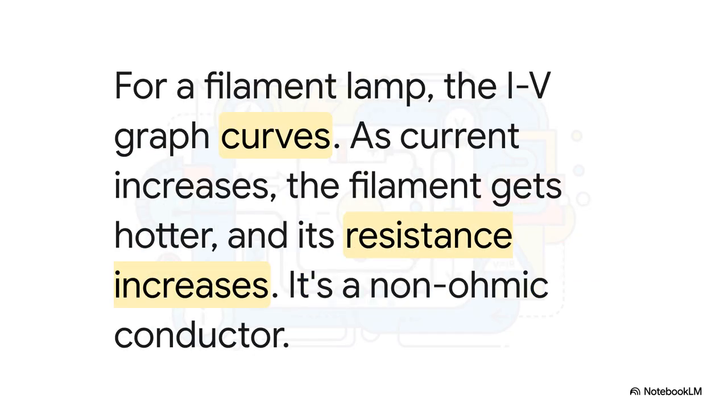But now, have a look at a filament lamp, like in an old light bulb. The graph curves. So why does it do that? Well, as current flows through that tiny metal filament, it gets incredibly hot. This makes the metal ions inside the wire vibrate like crazy, which makes it much harder for the electrons to pass through. So as the temperature goes up, the resistance goes up too. And that makes it a non-ohmic conductor.